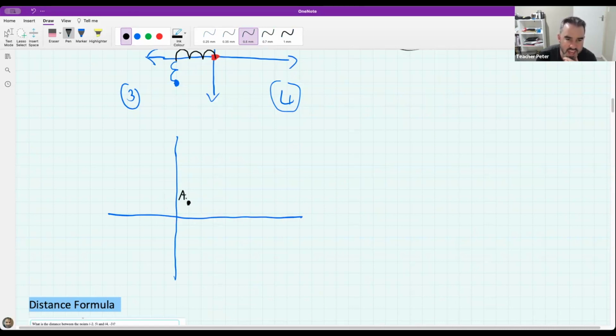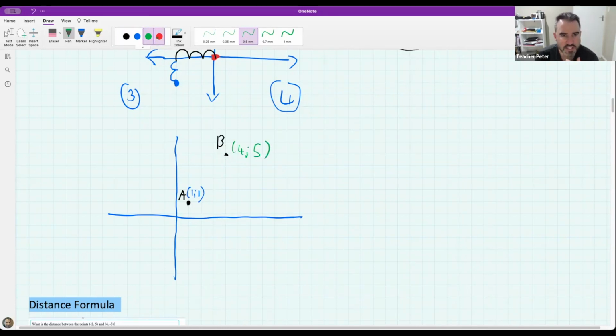I'm going to call it A. And then let me go with this point over here. We're going to call it B. And if I count with the blocks, this is the point 1, 1. And this would be the point 2, 3. So it's 4. So 4. And then this would be 1, 2, 3, 4, 5.